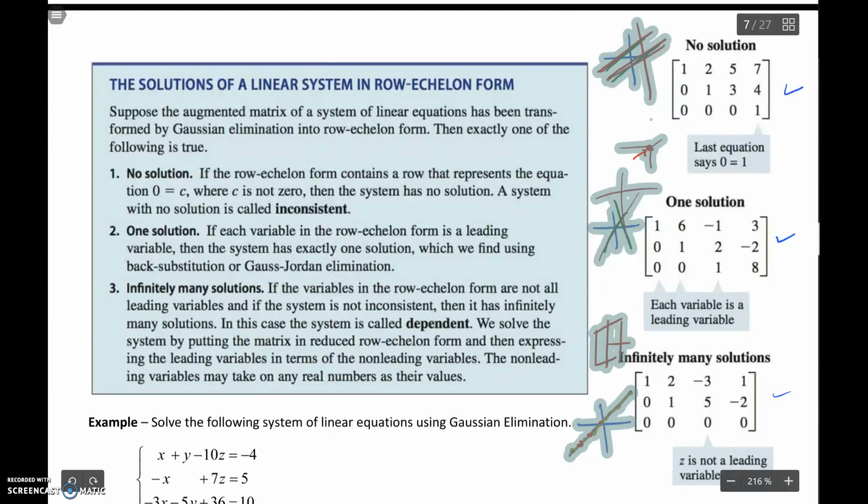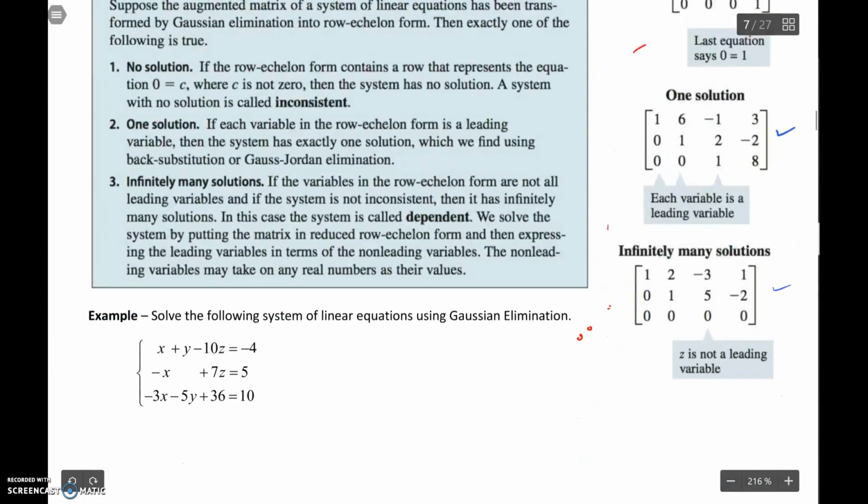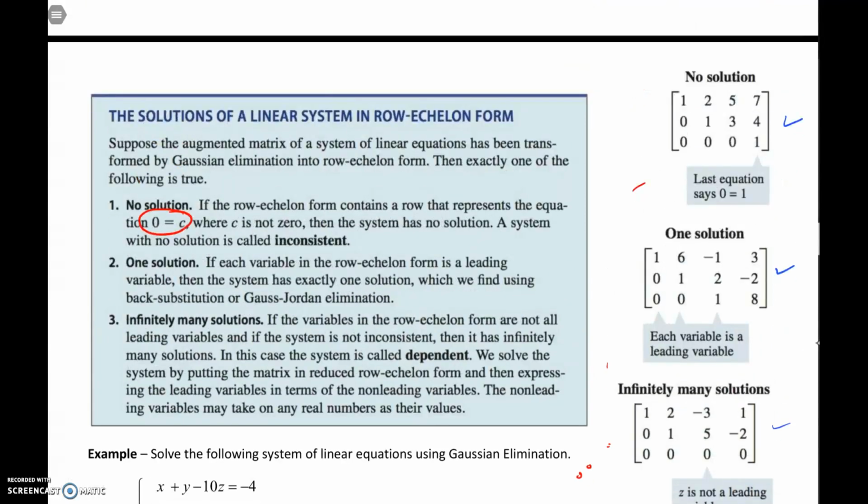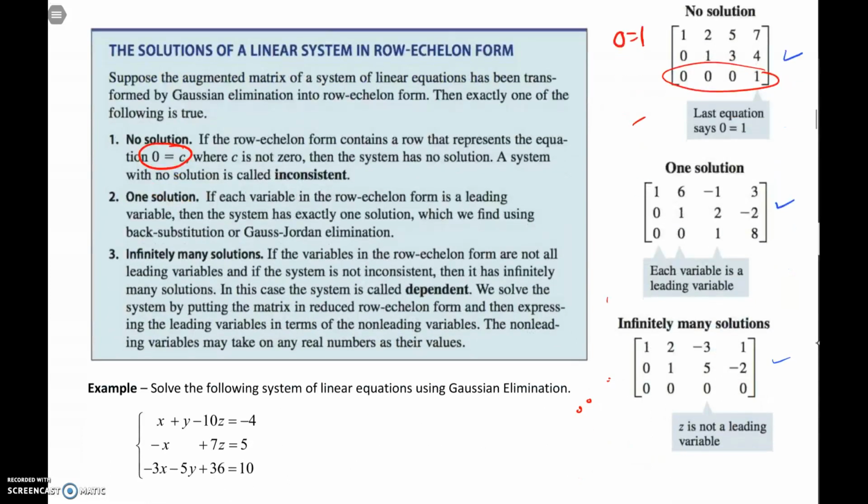So we need to know what these look like whenever we get a matrix in row echelon form. No solution is going to be where the last row is 0 equals some constant that's not 0, in which case you get something like this. That last equation is 0 equals 1. That's false. That's a contradiction. No solution. One solution is our standard problem, where we get this nice 1, 1, 1 diagonal, and then z is equal to 8, and so on and so forth.